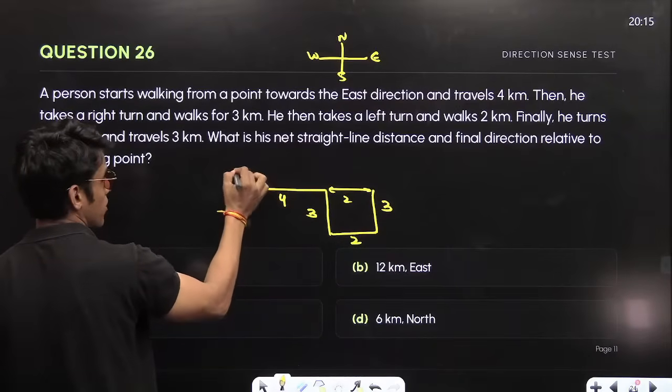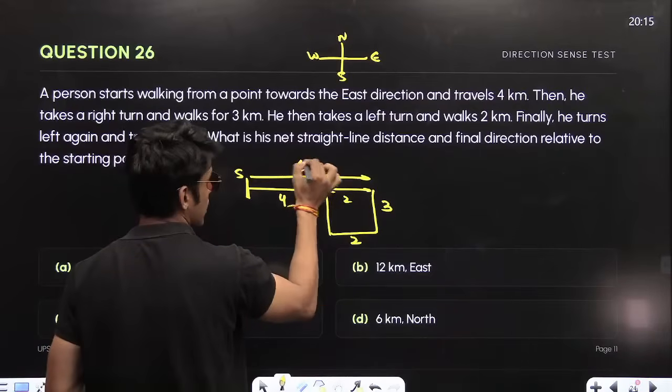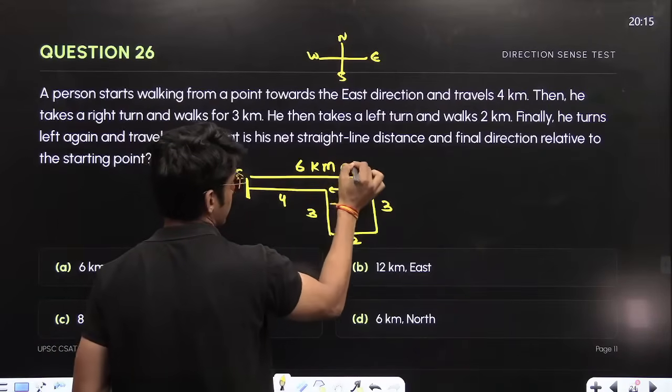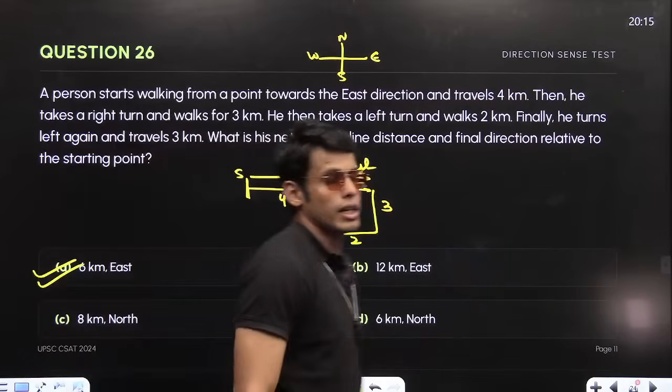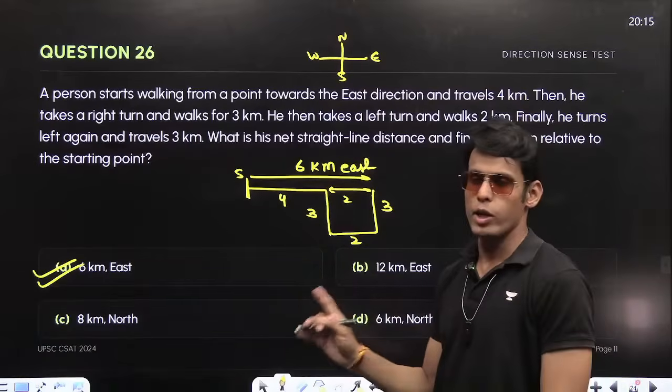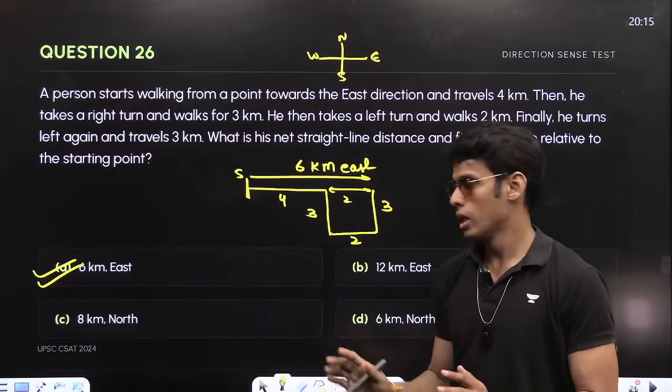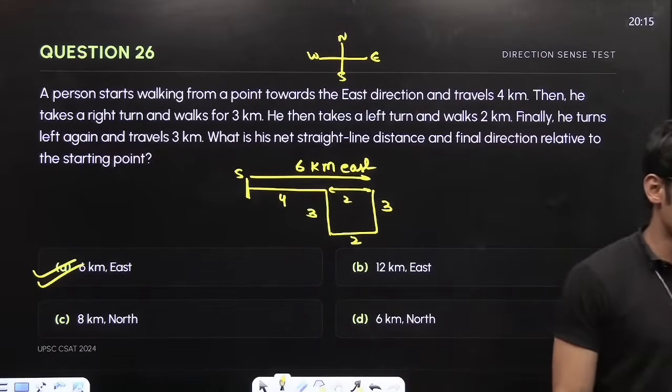This is his starting point. So he is 6 kilometers east. Right? So 6 kilometers east is the correct answer. This was again a very, very doable problem for all type of learners.